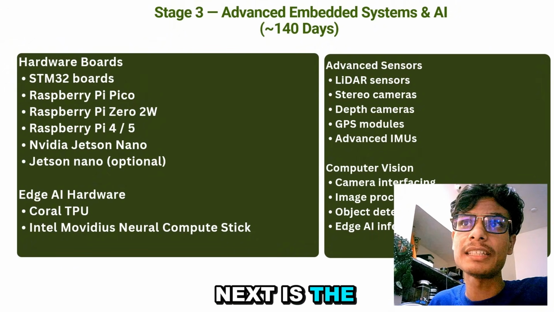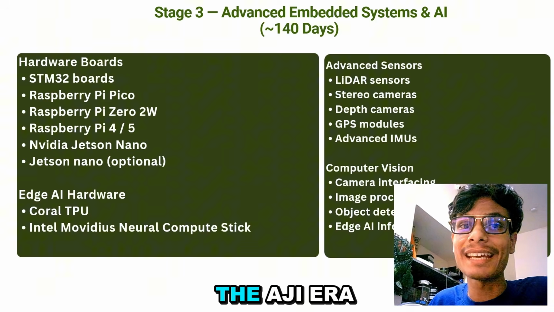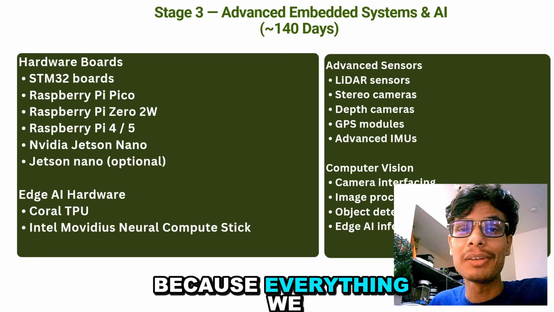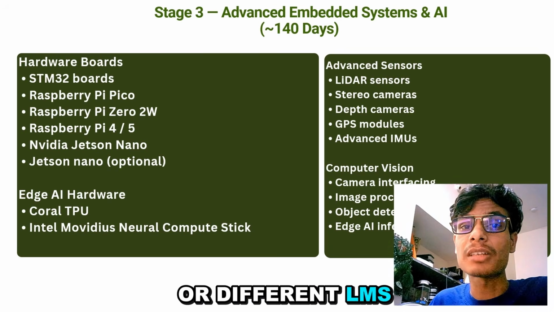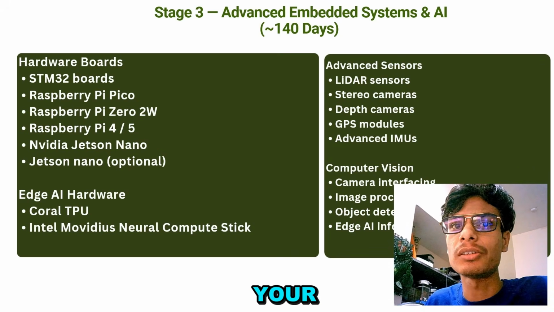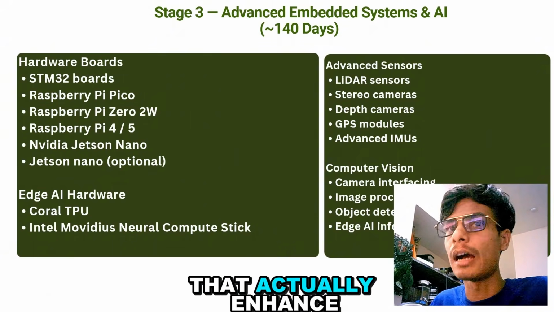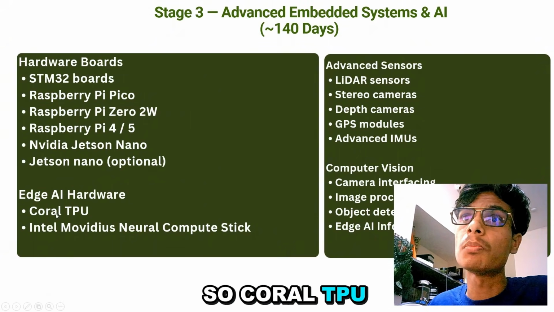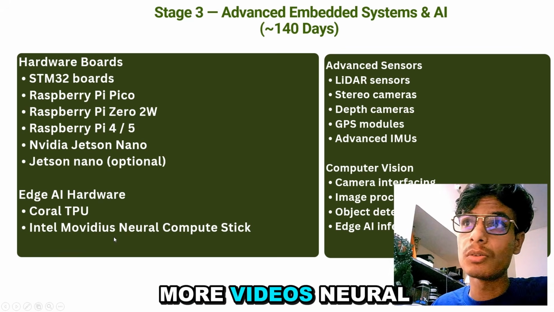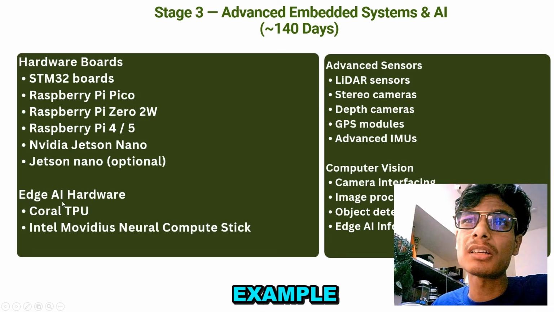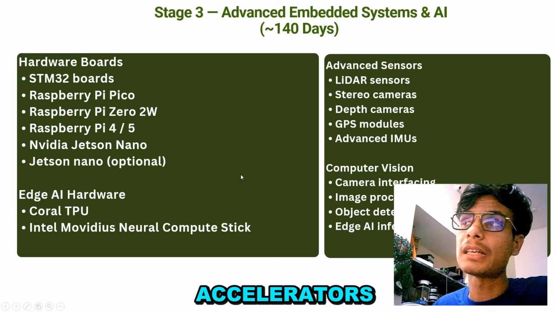After this, next is the AGI hardware. In the AGI era that is going on right now, we want everything to be running locally, like Ollama or different LLMs that really need to work on your local computer. So you can actually explore different hardware tools that enhance this kind of thing. Coral TPU by Google is one example here. Intel Movidius Neural Compute Stick is also an example, but mostly I would suggest trying to go with the Coral TPU kind of hardware accelerators.